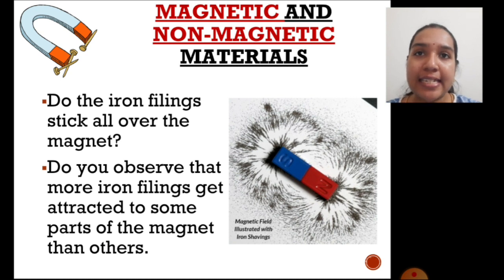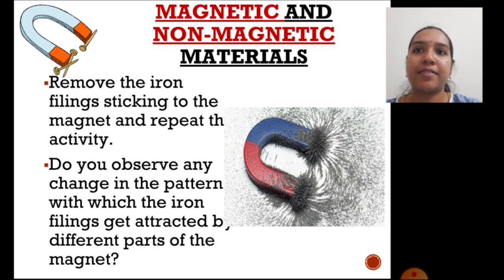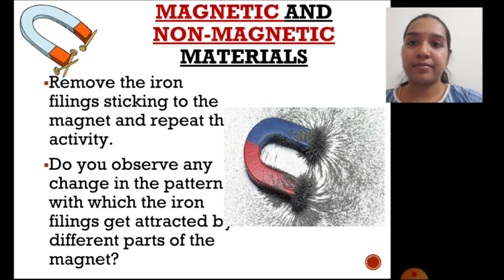Do all the iron filings stick to the magnet all over its surface? If you observe the image, can you find more iron filings getting attracted to only some parts of the bar magnet? They are not attracted all over the magnet evenly. Why? Try the same activity again and again by repeating it a few times. Will there be any change in the pattern in which the iron filings get attracted by different parts of the magnet? Observe it if you try it.